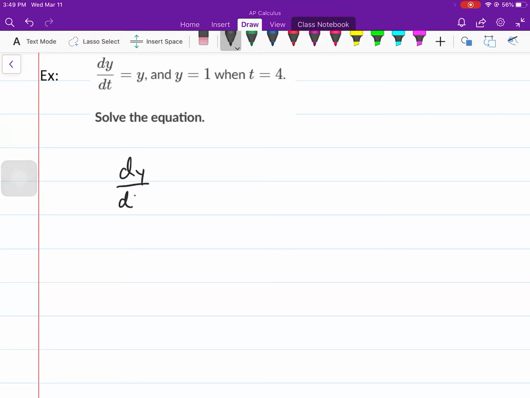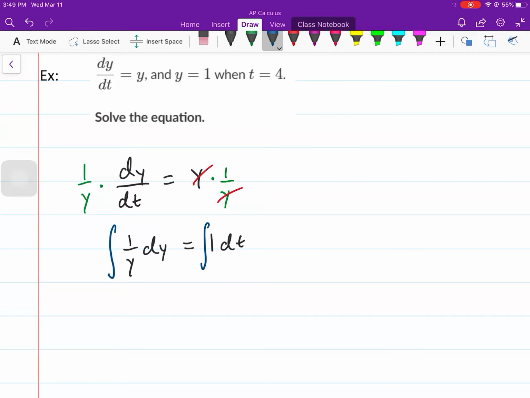So we have dy/dt equals y. To solve this, let's go ahead and get our y to the other side. So I'll divide by y. Let's cancel out, and on the other side, we'll multiply by 1 over y. So we'll have 1 over y dy equals 1 dt. Let's go ahead and integrate both sides. The antiderivative of 1 over y is natural log of y, which equals t plus c.